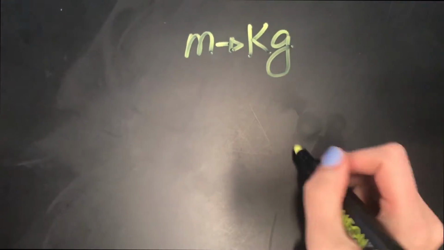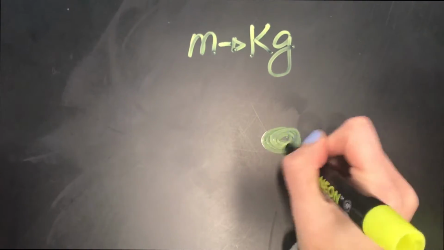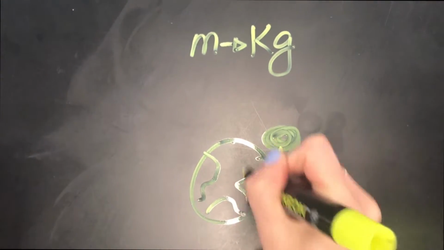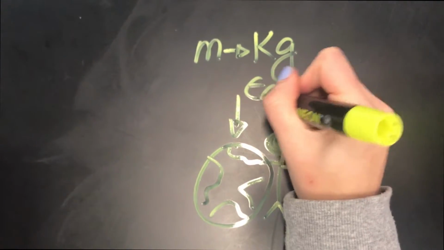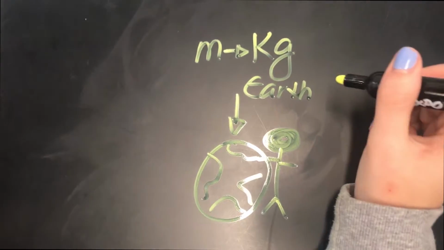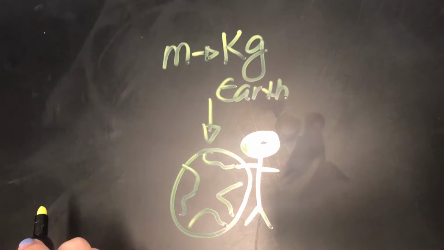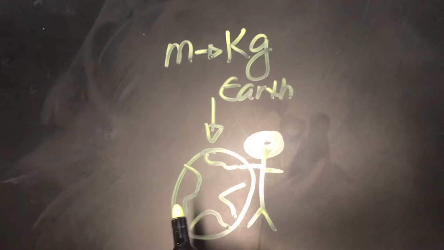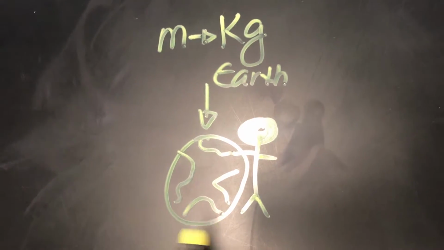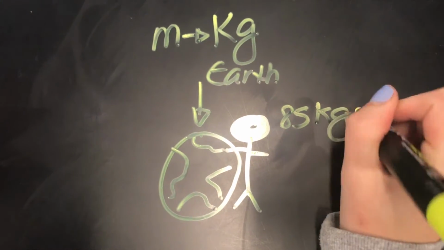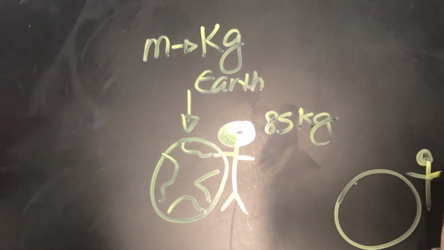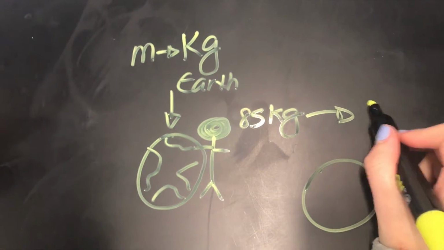For example, an astronaut is on Earth and then goes to the moon. If his mass on Earth is 85 kilograms, for example, his mass will remain the same on other planets. That means that on the moon he still has a mass of 85 kilograms. The mass he has on Earth, he would have on the moon, the same mass, because it doesn't change.